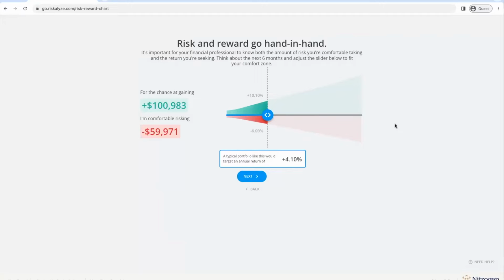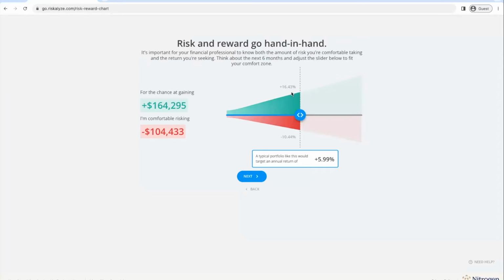So I'll give the lay of the land when it comes to what these numbers actually mean. Riskalyze, or Nitrogen now, is probability and statistics based. As you see here, it's thinking about the next 6 months of the market returns of your investments. Why 6 months? Again, it's probability and statistics driven. Over a 6-month period of time, there's a 95% probability that, depending where you move this slider, your investment returns will fall somewhere between those ranges.